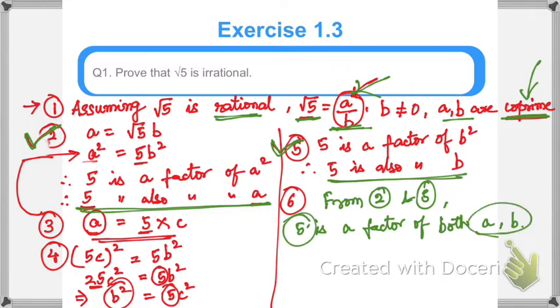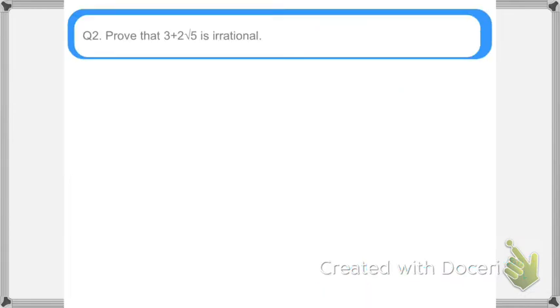So our assumption was wrong. Therefore, our assumption was wrong, and therefore root 5 is irrational. Okay. This is how you will prove this out. Moving to the next question.